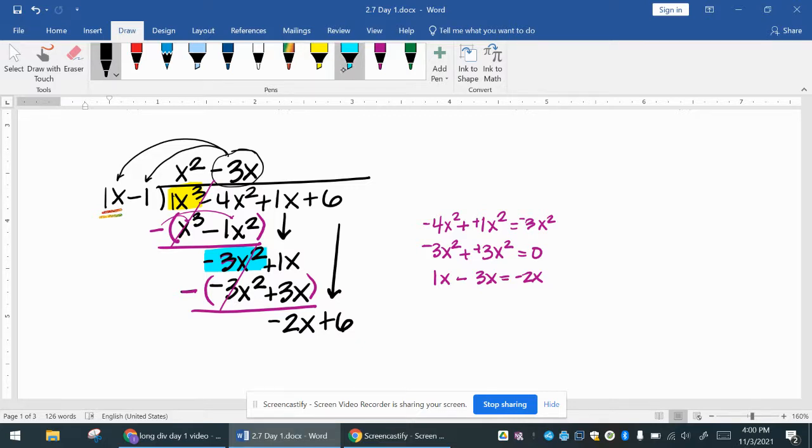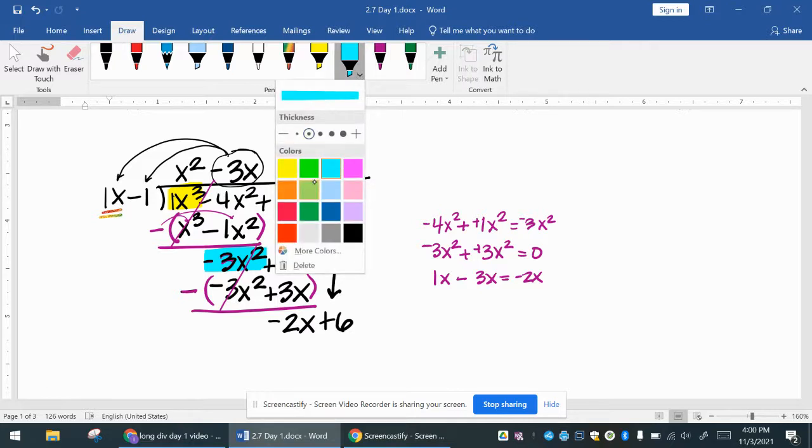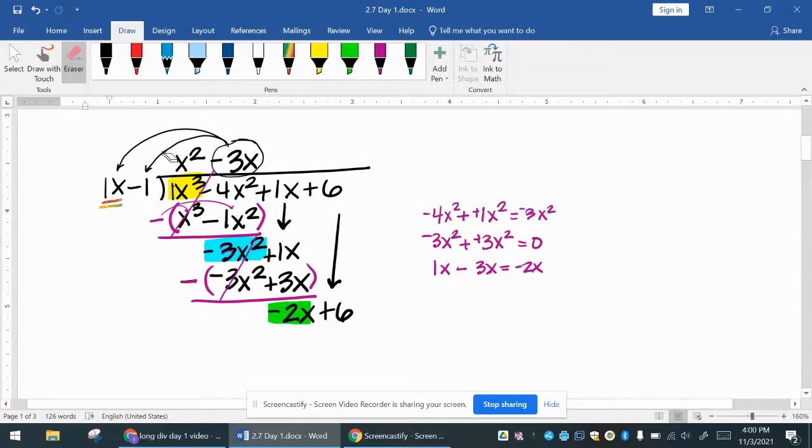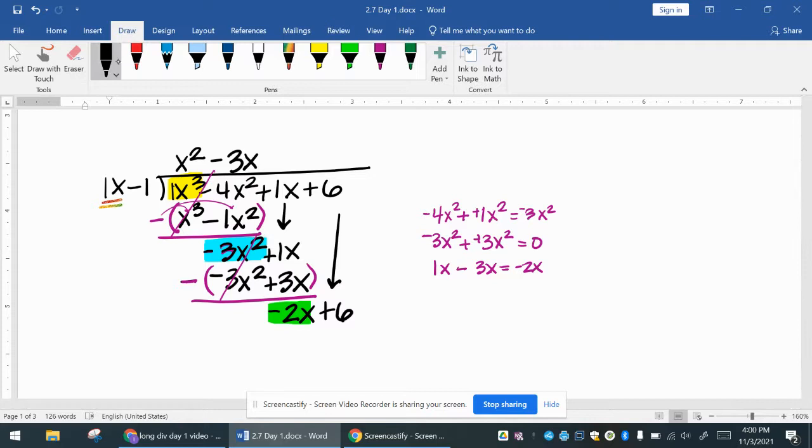And now you're going to focus on this leading term and repeat the steps. What do I need to multiply 1x with to get negative 2x? So I'm going to multiply by negative 2, and I don't need any more x's because I already have an x in the divisor and I have an x in the dividend. So now you're going to distribute that to both pieces, and we're going to subtract them, okay? Right, so negative 2 times x is negative 2x, and negative 2 times negative 1 is positive 2.